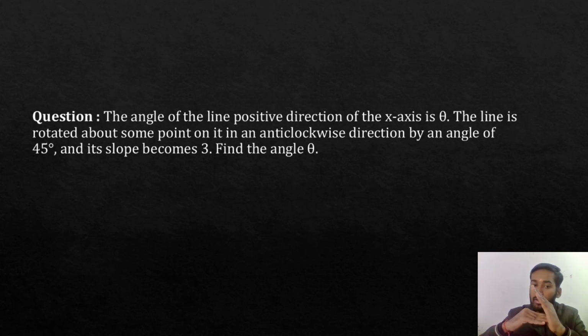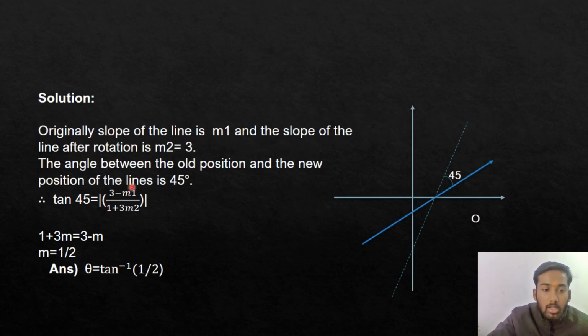Now if we know the angle gap formula, then we can easily find the value of theta. Originally the slope is m1, and after rotation the slope is 3. So tan 45 degrees is equal to (3 - m1)/(1 + 3 m1). Here we solved this and we found that m1 is equal to 1/2, where theta is equal to tan inverse 1/2, which is our required answer.